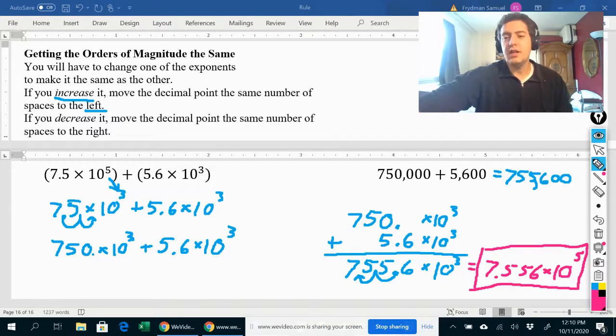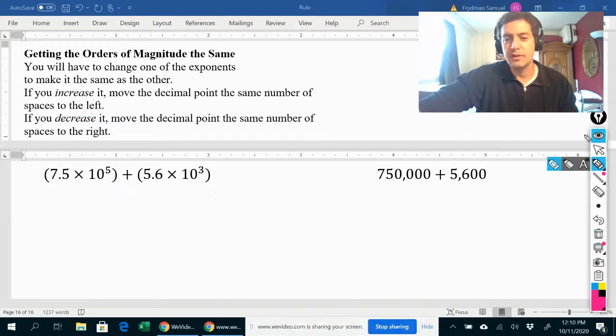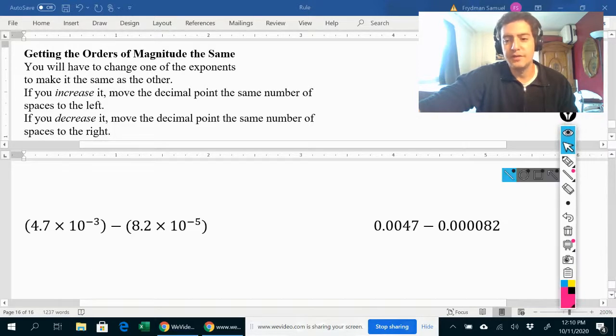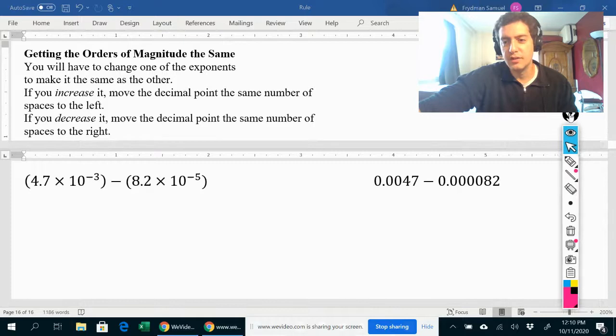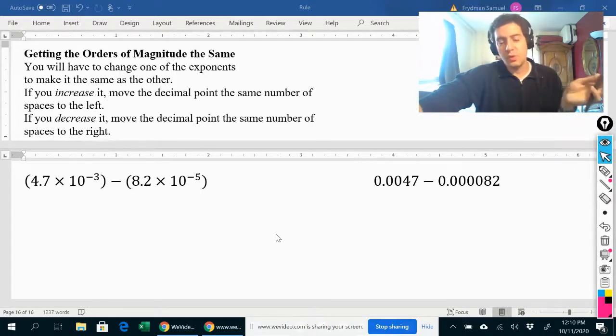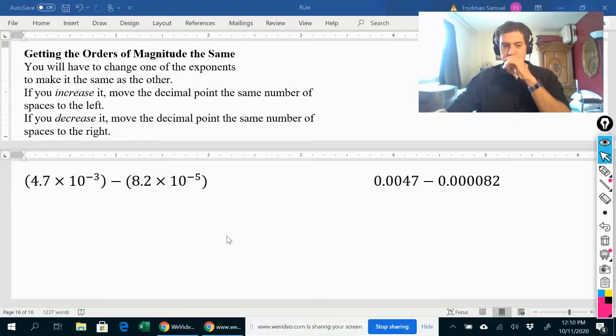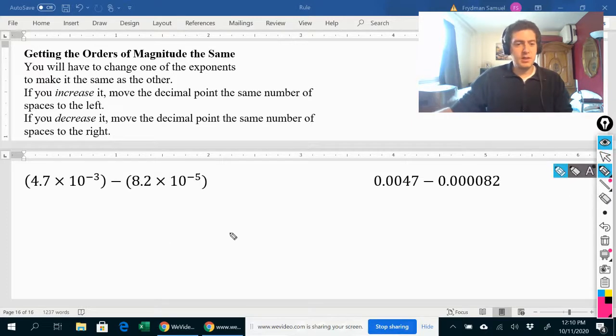All right, let's work on another problem now. And for this problem, we're going to do subtraction. And also what's different about this one is we have negative exponents, right? So let's do that. Let's, again, so we see that the orders of magnitude are different. We have a -3 here, we have a -5 here. So let's first do this by changing the -3 to a -5. So we have 4.7 times 10 to the -5.